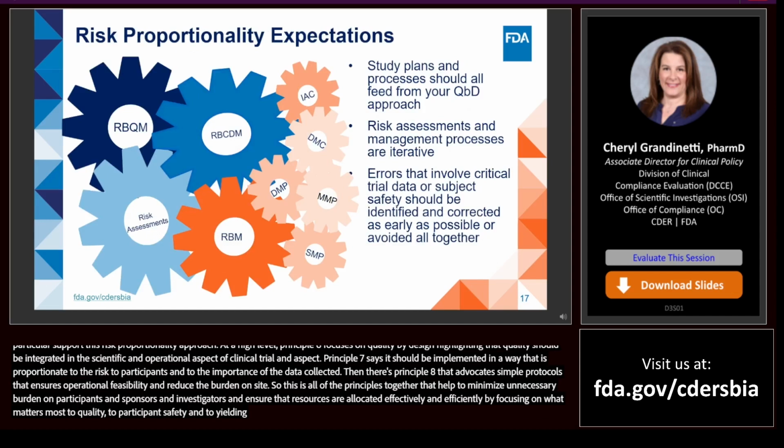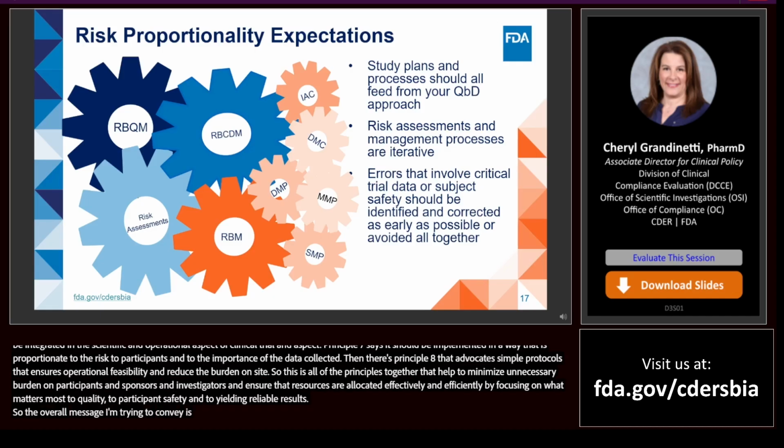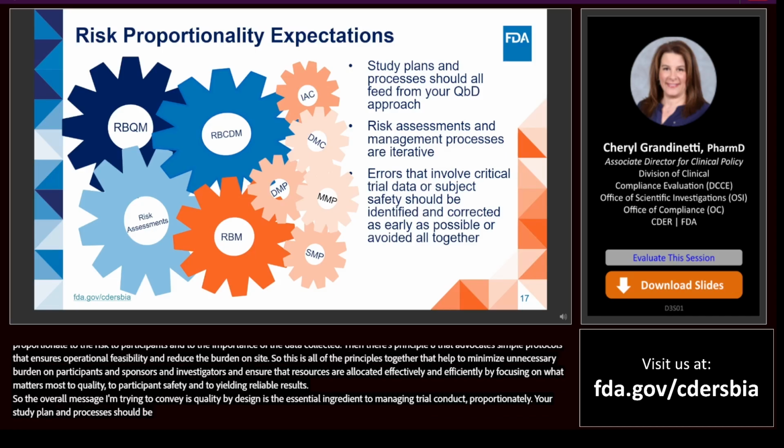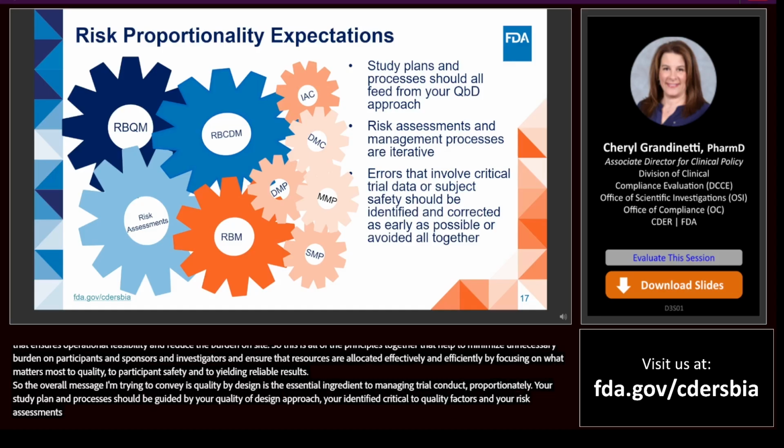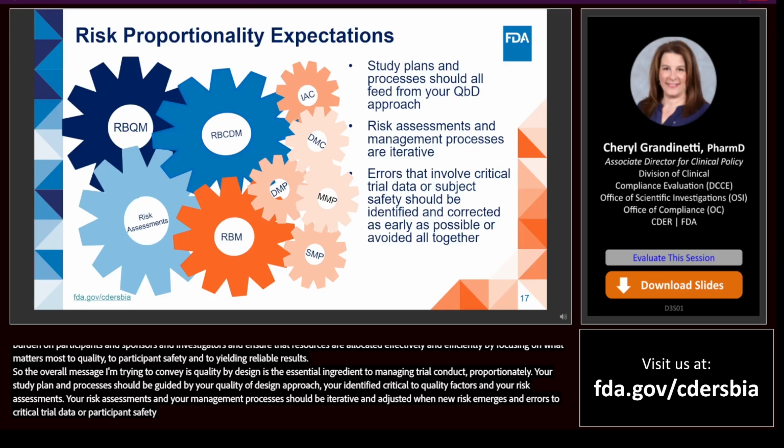So the overall message that I'm trying to convey is that quality by design is the essential ingredient to managing trial conduct proportionately. Your study plans and processes should all be guided by your quality by design approach, your identified critical to quality factors, and your risk assessments. Your risk assessments and your management processes should be iterative and adjusted when new risks emerge. And errors to critical trial data or participant safety should be addressed as early as possible through risk-based monitoring, or ideally prevented altogether by building quality into the design of your trial.